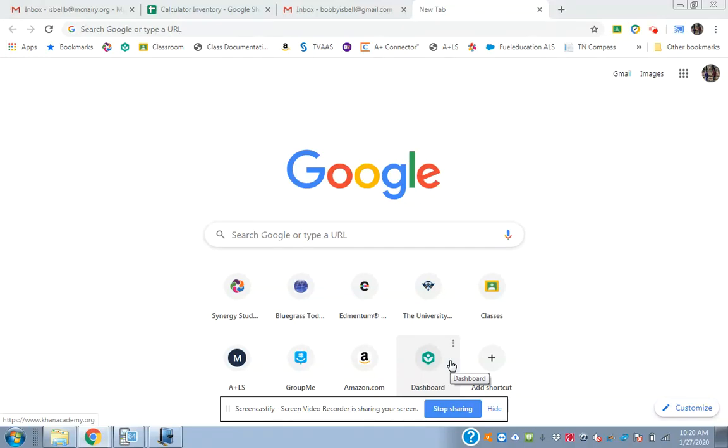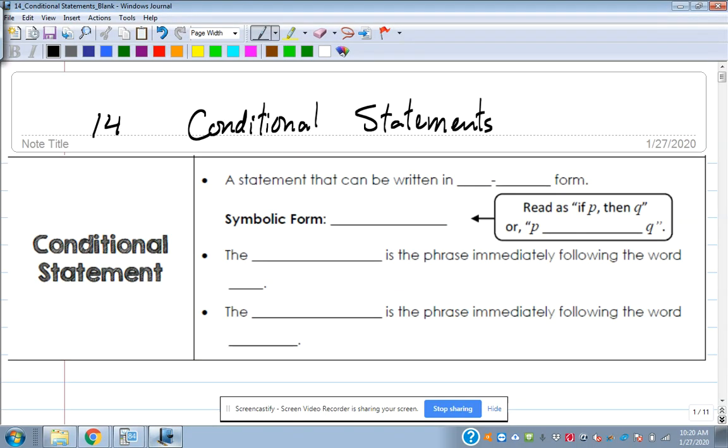All right. So conditional statements, really easy thing. When you're writing a statement in if-then form, and that's the way we're going to write conditional statements. If-then statements, near and dear to my heart. Use them a lot in computer programming.